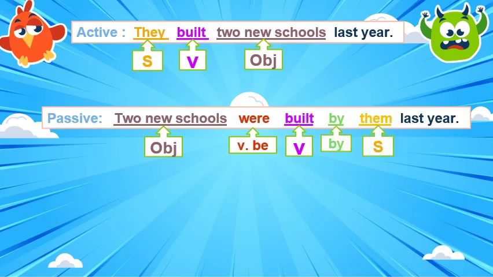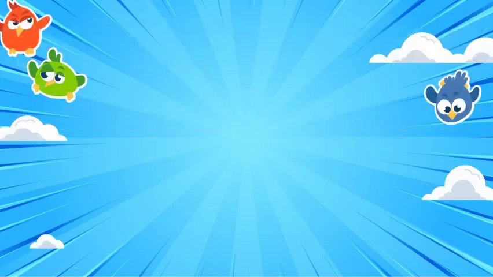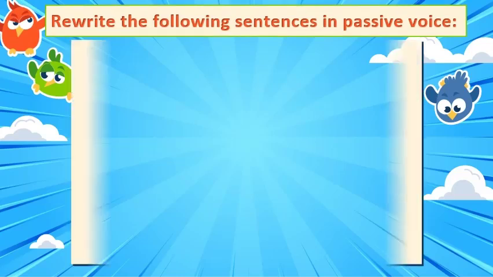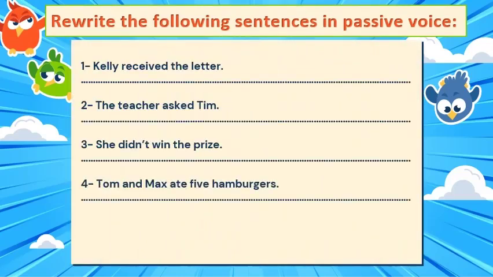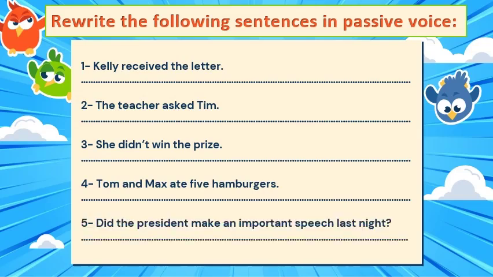Let's move to some questions about this. Number 1, Kelly received a letter. So let's start with this question. Think about it with me, okay? Let's start with the object. Number 1, where is the object? Kelly received the letter. Where is the object? Okay, the letter. That's right.